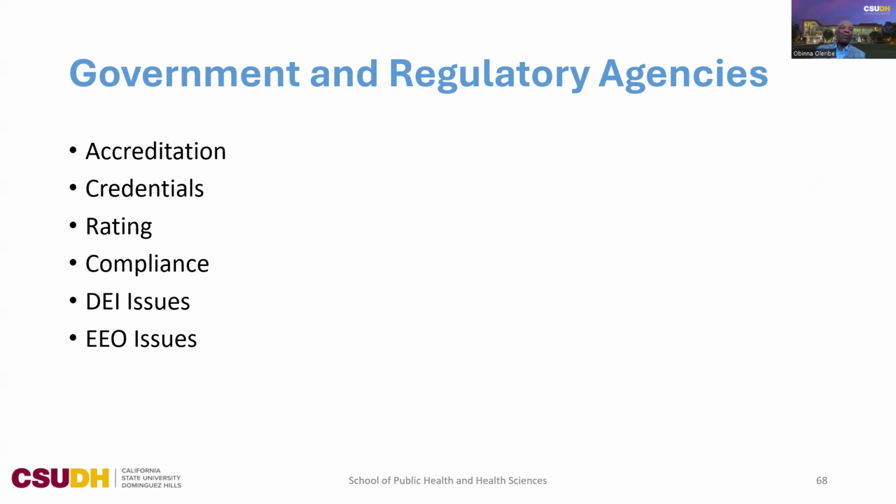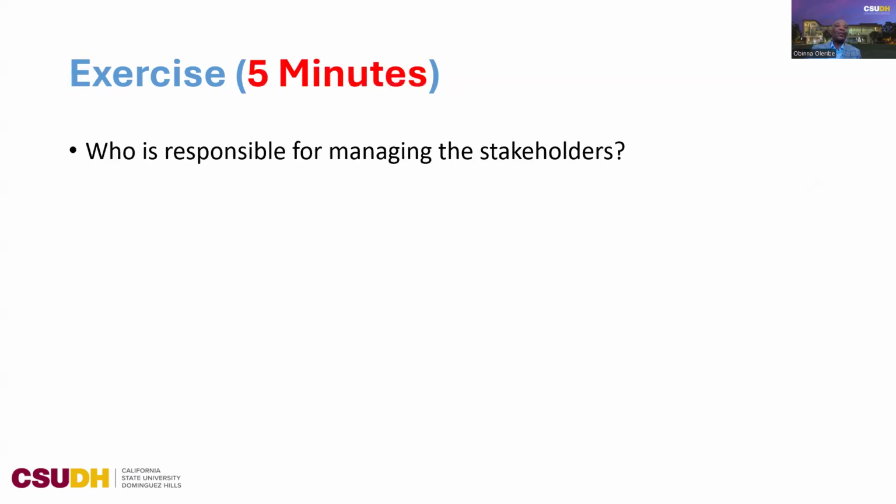You must ensure that nobody is left behind, that everybody's included, that you run an inclusive environment, and that you do not discriminate against any tribe, ethnic group, nationality, or even sexual orientation. That is what you do as a leader, and that's how you keep yourself free from litigations. So, finally, who is responsible for managing the stakeholders? Do you know? It's you.